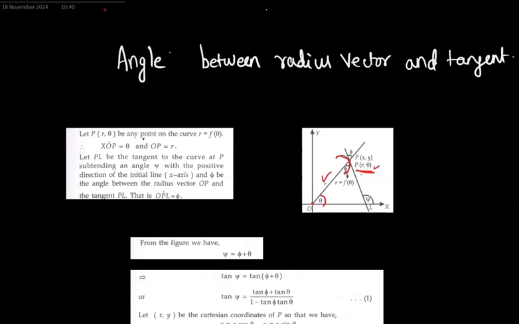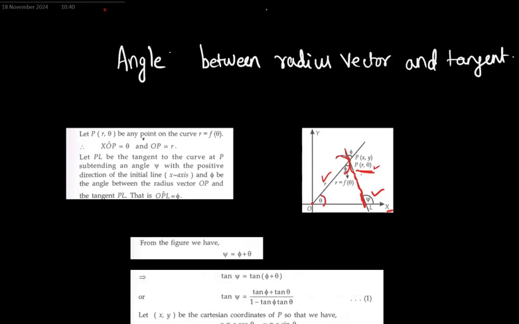And now PL is the tangent to the curve at P. So at P I am drawing a tangent. This I have to draw straight. So this PL is the tangent to the curve at P, subtending an angle psi. They are talking about this angle psi with the positive x-axis, in the positive direction of the x-axis. The initial line is nothing but the x-axis.